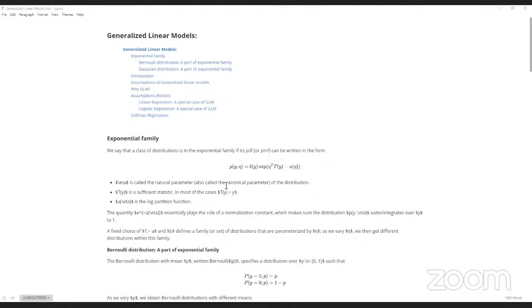Now, what is this eta? Eta is called the natural parameter. Why is it called natural? Natural means it gives the characteristics of the distribution, like mu, the mean of the distribution. It gives lots of information about the distribution. That's why eta is called the natural parameter of the distribution. T of y is called the statistic. So how do you define a statistic?